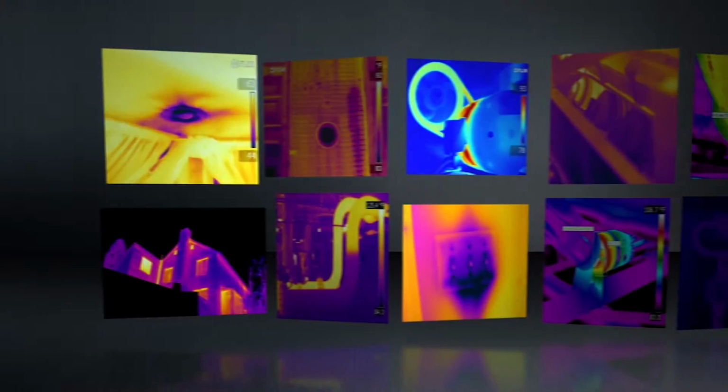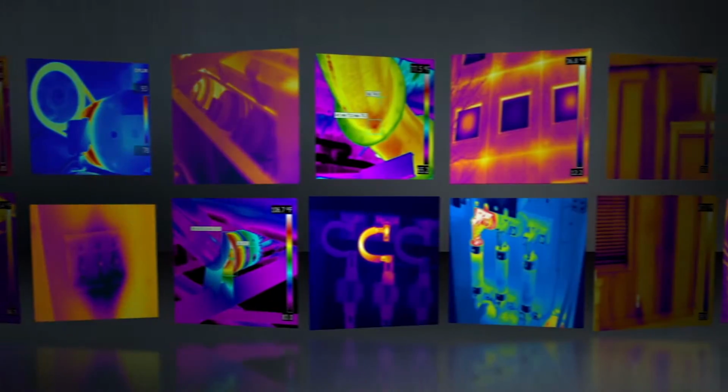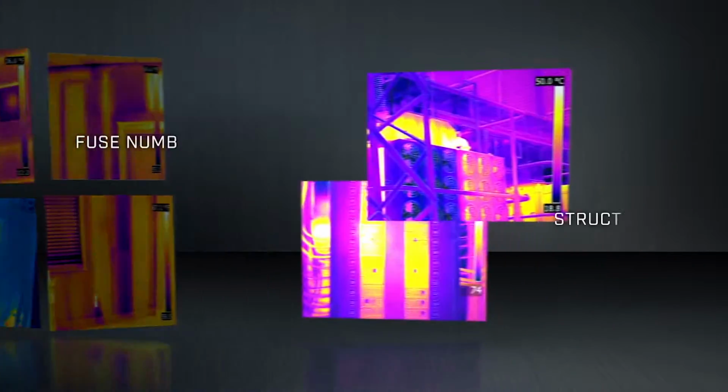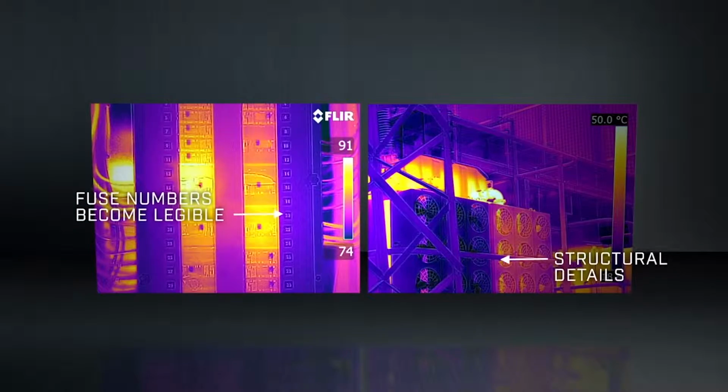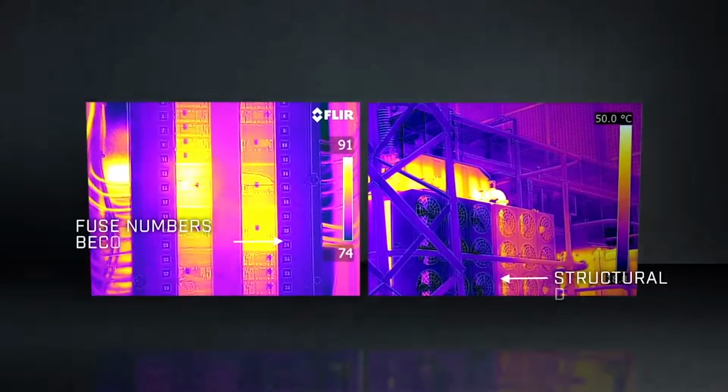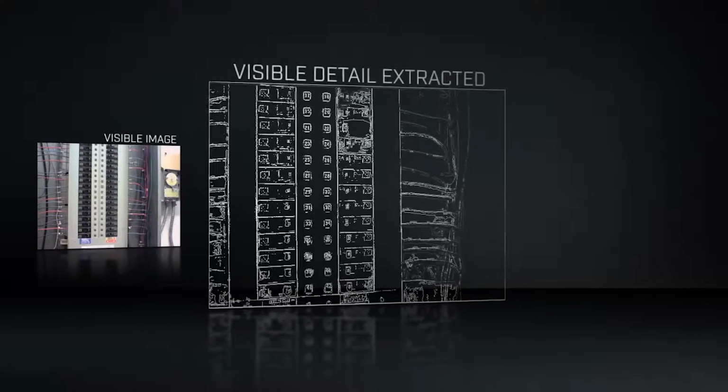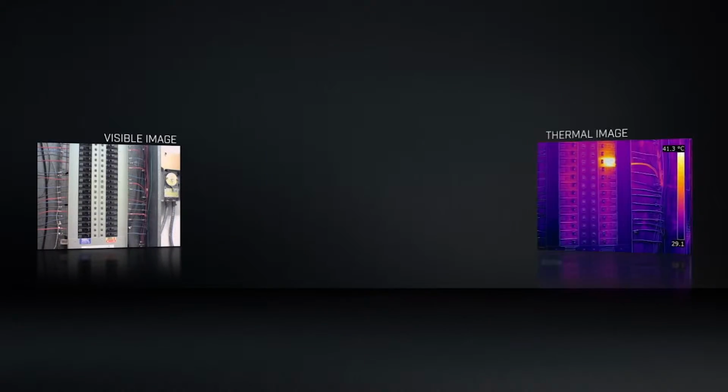If you plan to share saved images with customers or coworkers, a thermal image alone isn't always enough to help them understand what they're seeing. Fortunately, a FLIR camera with MSX creates thermal images with key details from the visible world still intact to point you to right where trouble is brewing.